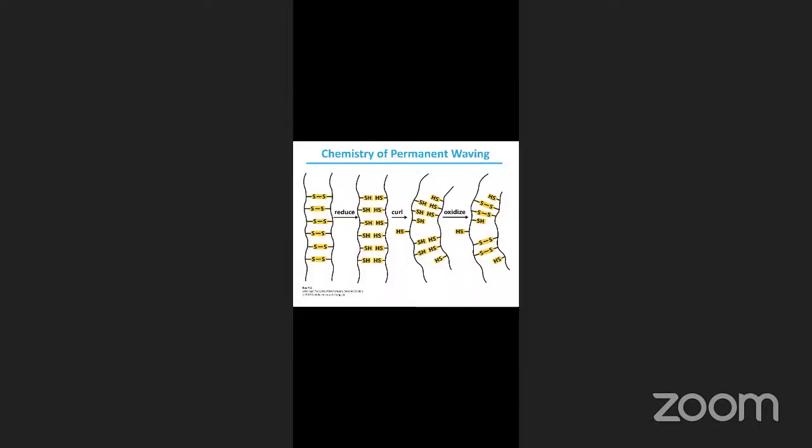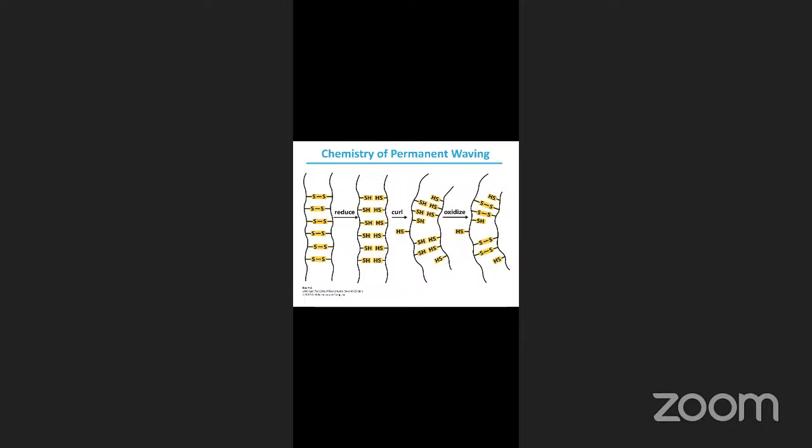So in the hair, we have keratin. So it has disulfide bonds. Okay. So when we have straight hair, some people will have straight hair. That means they have disulfide bonds in the keratin. So what happens? Some people want to make it curls.